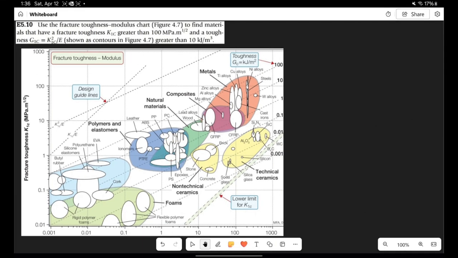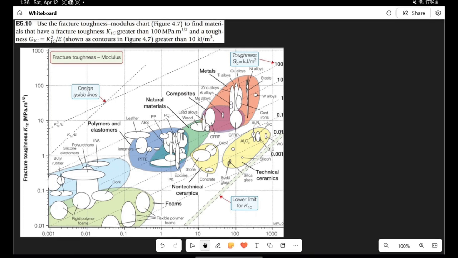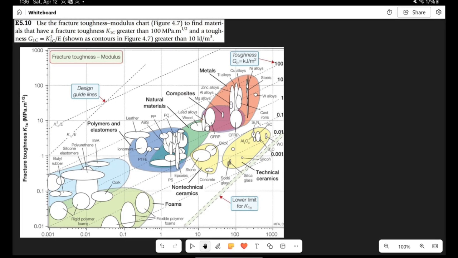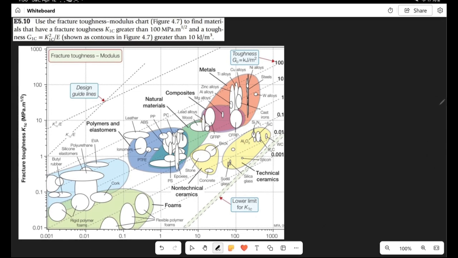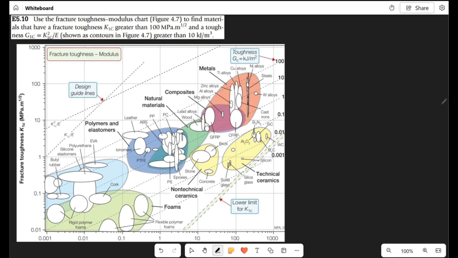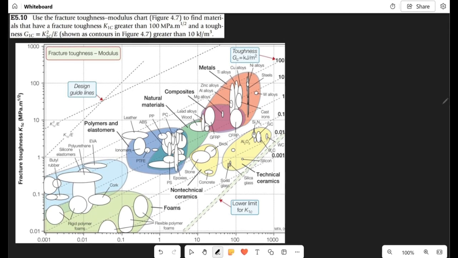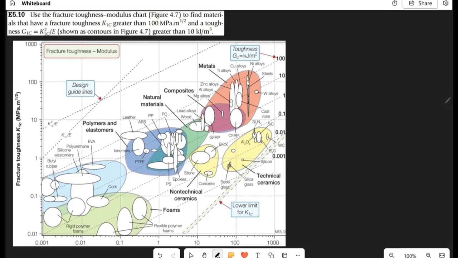So guys, take a second to look at this question. It is about finding materials that have a higher fracture toughness, K1C, than 100. Then we are told to find materials that have higher toughness, G1C, which is K1C squared over E, greater than 10 kilojoules per meter squared. That is what they are trying to find out.